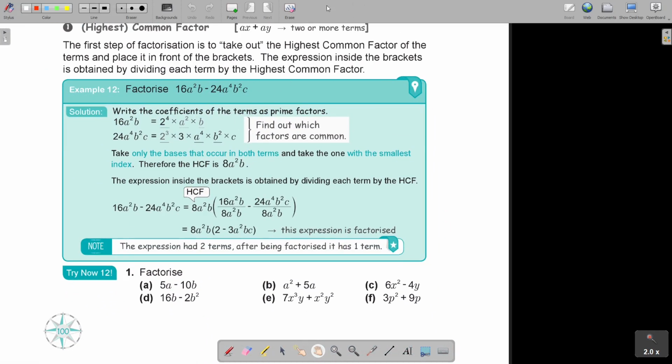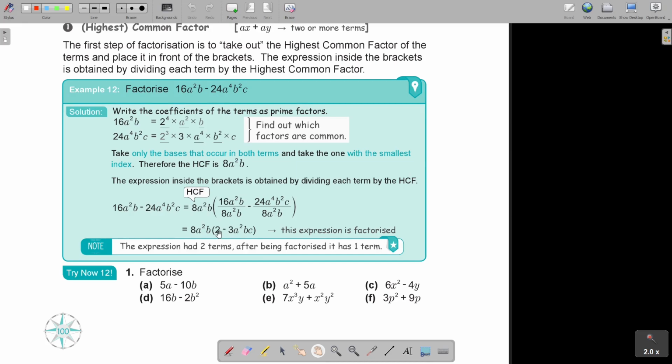If you look at this one, I did it in this question paper. It's where we write it as prime factors, and then we write this two as prime factors too. Then we only take the bases that are in both terms. So it will be 2, and we take the smallest index, so it's 2 to the power 3, which is 8. Then not 3, but a, and the smallest exponent is 2. And then b, and the smallest exponent is 1. That is your highest common factor, and you write it in front.